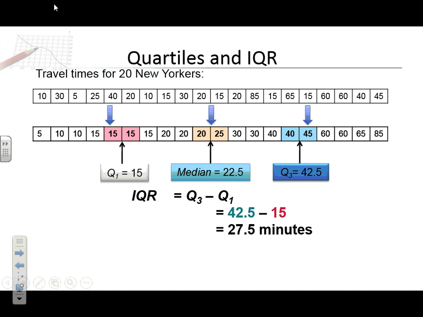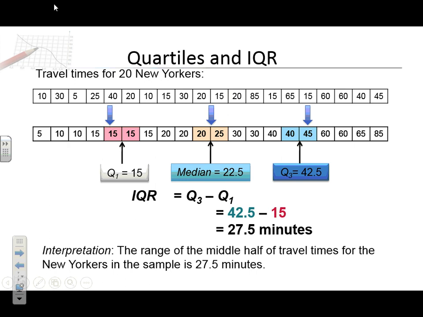If you wanted to interpret that, what the IQR really gives you is the middle 50% of your data. So here is where the middle 50% of all my observations lie. So the range of the middle half of travel times is 27.5 minutes. So 50% of all of our observations fall within a 27.5-minute window. Does that make sense? So when you think IQR, think middle 50%. That's the key.